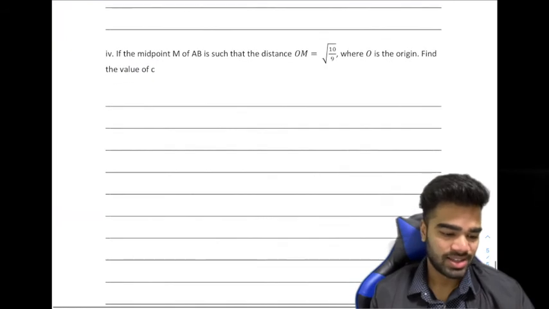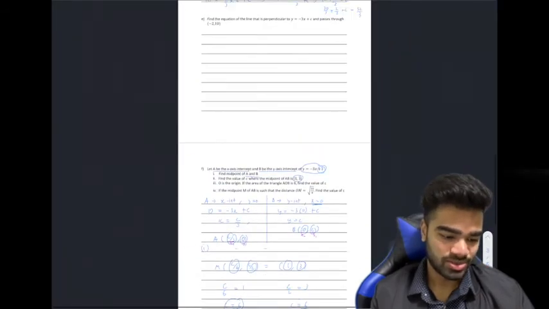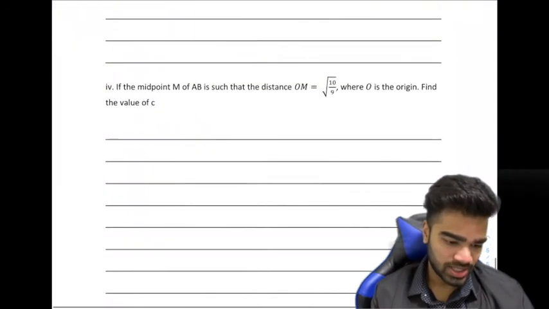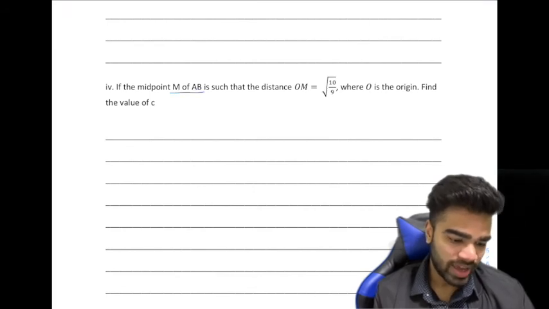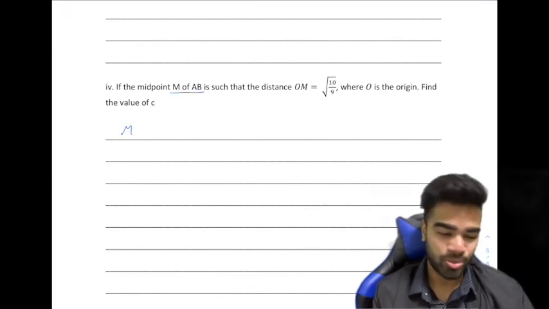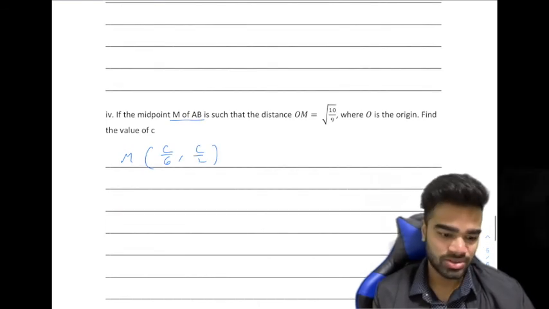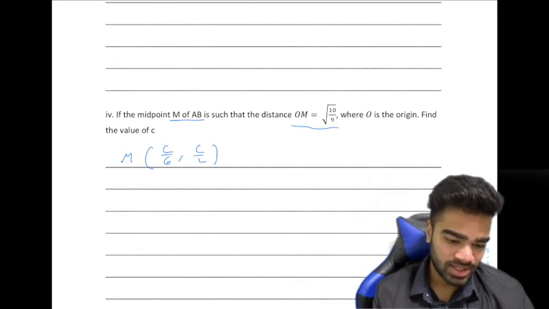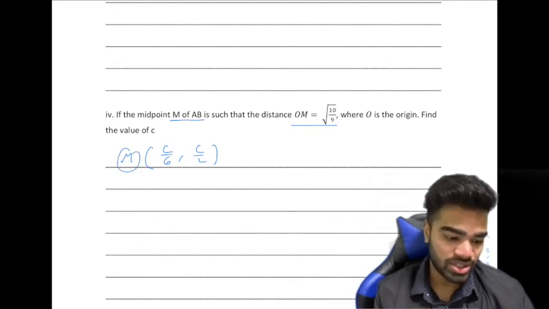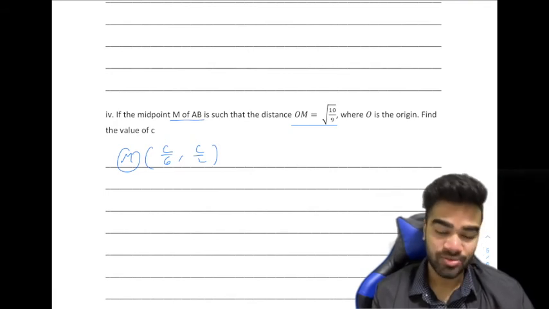Alright, that's it guys. Last couple of questions. We have to do part 4, which says that the midpoint of AB, we already found the midpoint of AB in the previous question. What is the midpoint of AB? It was c over 6 and c over 2. We found this in the previous question. It is such that the distance O to M, so the origin to the midpoint, is root 10 on root 9, where O is the origin, and then we have to find the value of c.